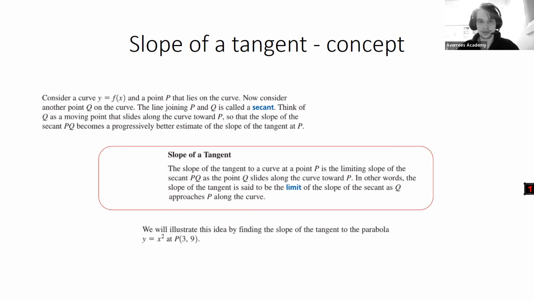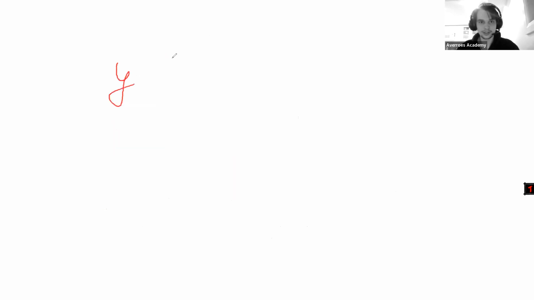We will illustrate this idea by finding the slope of the tangent to the parabola. Well, you know what a parabola is? Yep. So we have an equation of y equals x squared. And just give me a second. I'm gonna find some reference for what we would like to know here.